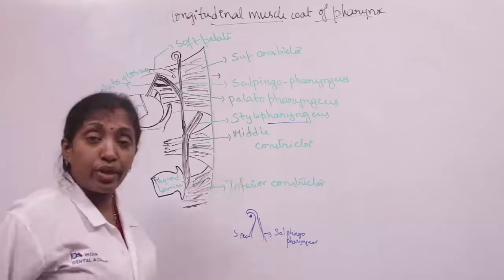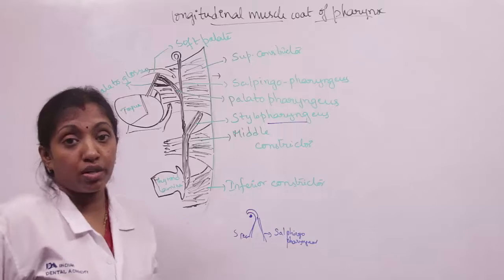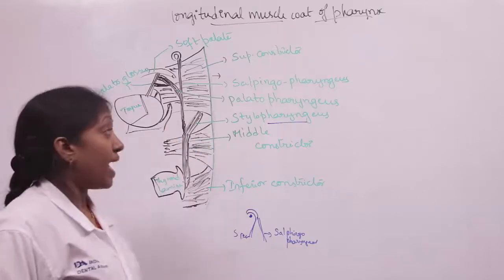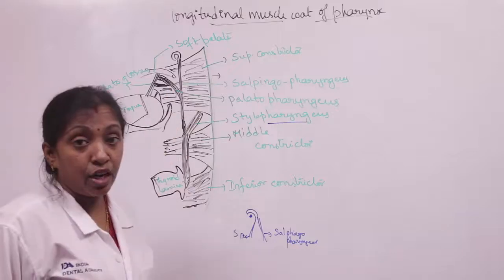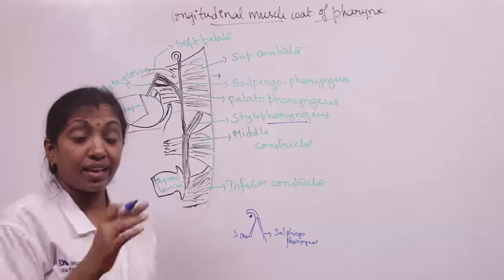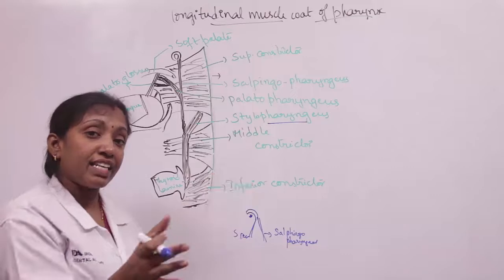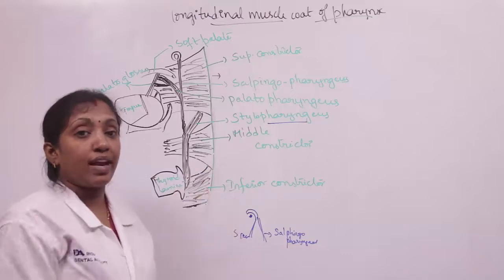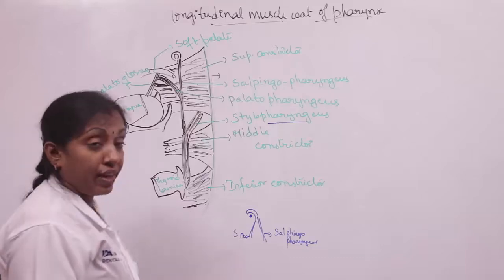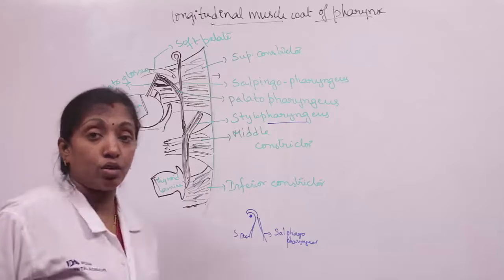And coming to the longitudinal muscle coat, it elevates the larynx and shortens the pharynx, and closes the pharyngeal isthmus with the help of the palatopharyngeal sphincter during deglutition. So those are the actions of the constrictor muscles. The constrictor muscles contract reflexly and induce a wave of peristalsis in a caudal manner. Those are the actions of the constrictor muscles as well as the longitudinal muscle coat of the pharynx.